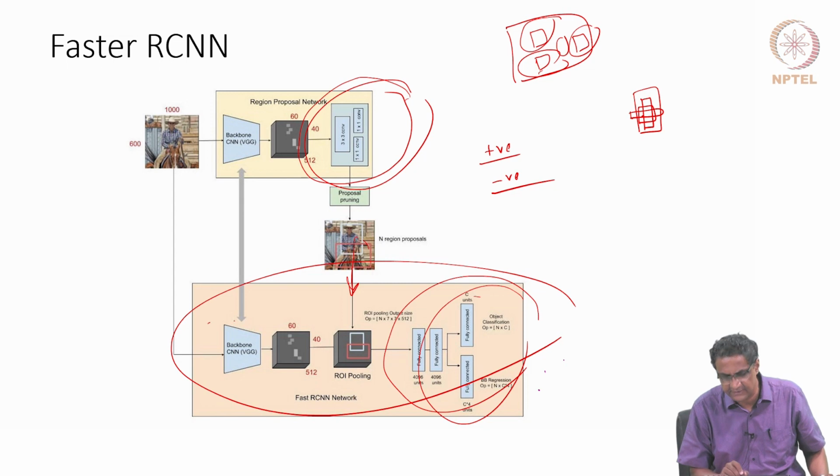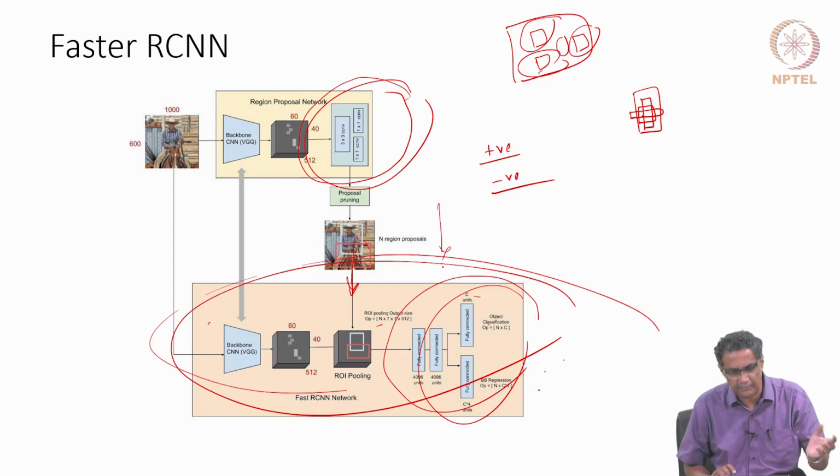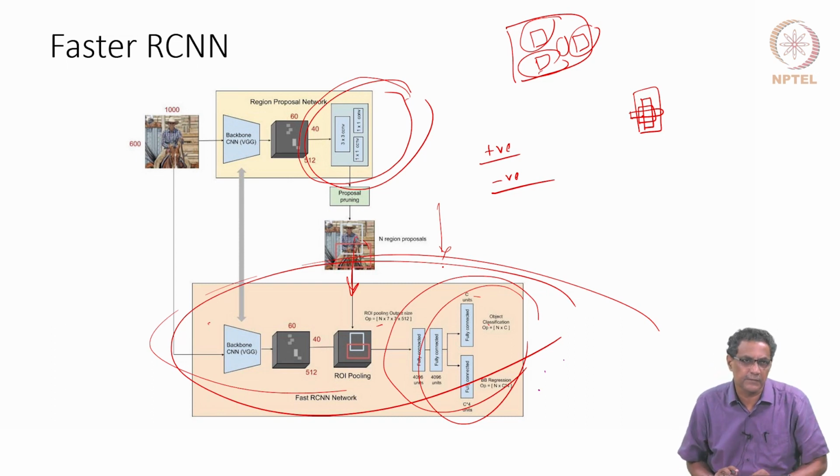So after this it is exactly the same as the Fast RCNN. You have a 4-dimensional bounding box regression, then you have a classification. This part is identical. Only what is coming in as a region proposal is coming from a network, instead of coming from some selective search module or something.